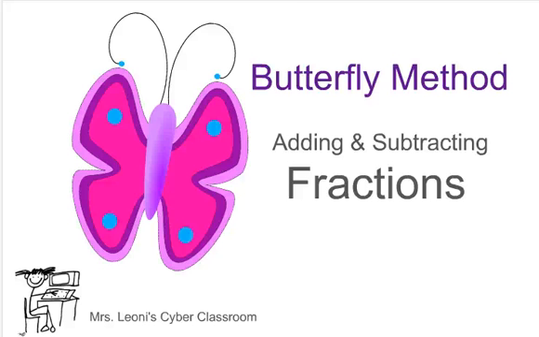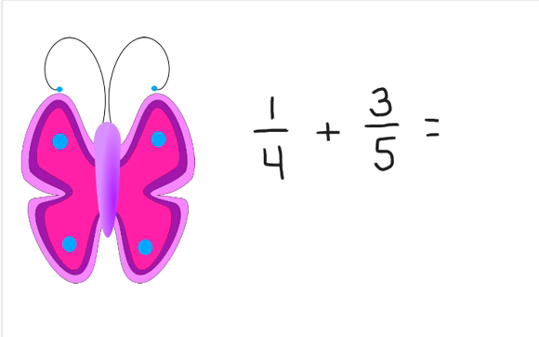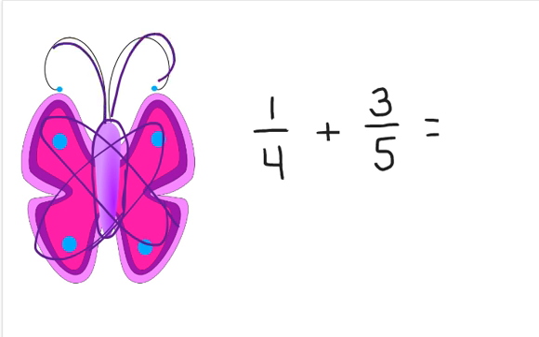This lesson is using the butterfly method to add and to subtract fractions. Let's take a look at this butterfly. You'll notice that it has wings, it has the body, and then it has the antennae. Well, that same model can be used when you're adding fractions with unlike denominators.